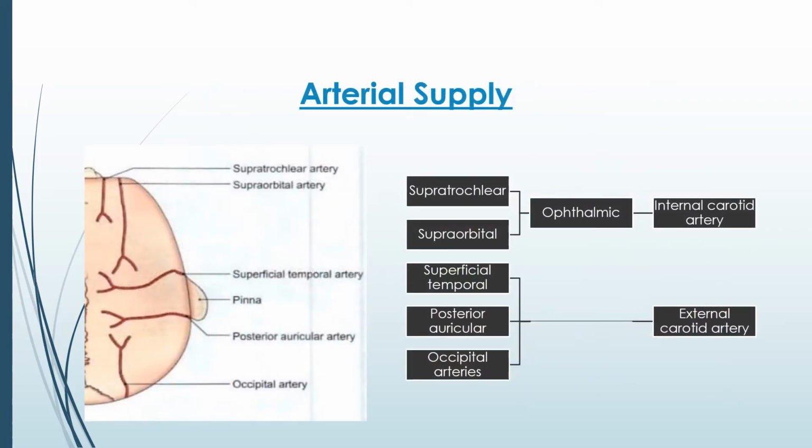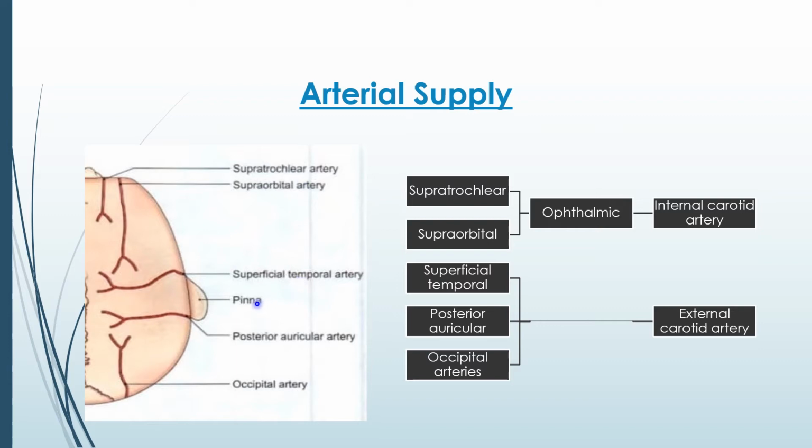Coming to the blood supply, before we go any further, I just want you to understand that anatomy is all about diagrams. If you can understand the diagrams correctly and can imagine the structures in your head, the theory becomes very simple. Let's look at the diagram first. The anterior-most aspect, we have the supraorbital artery and the supratrochlear arteries. We can remember this as they are related to the eye.